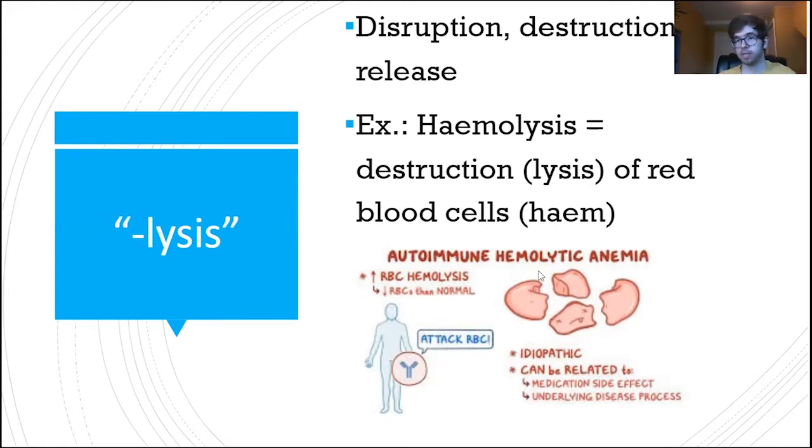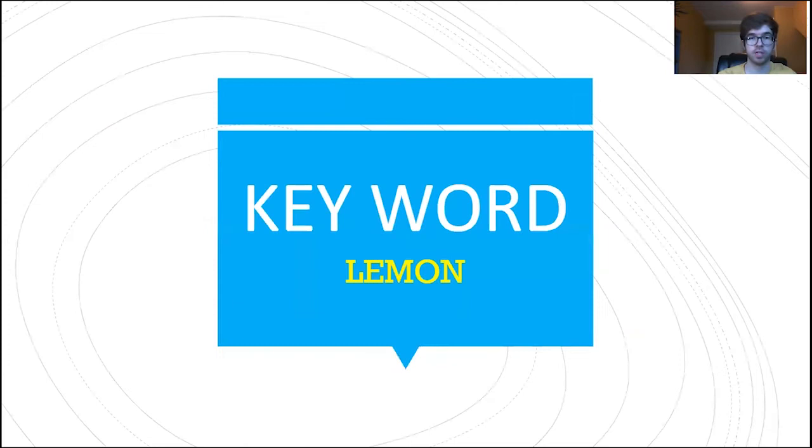So one potential disease in which hemolysis would occur would be an autoimmune hemolytic anemia, which is a condition in which your own immune system will target your red blood cells with antibodies, resulting in their destruction.